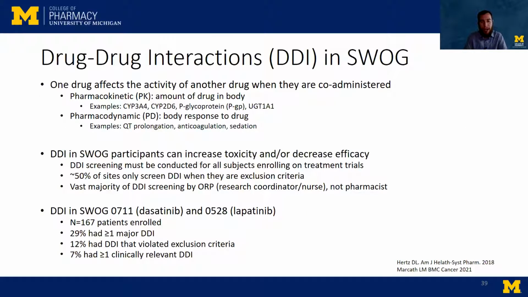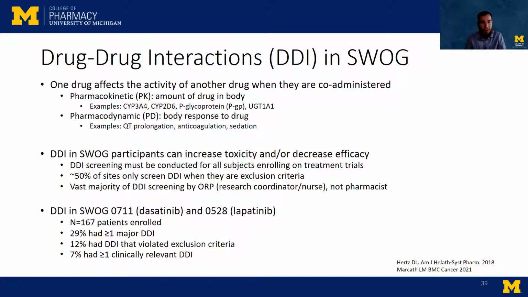So just some very quick background. Most of the audience is probably familiar with drug-drug interactions. They can work through two main mechanisms, either a pharmacokinetic mechanism, which affects the amount of the drug in the body, or what we call a pharmacodynamic mechanism, which is the response of the body to the drug. We did some preliminary work in the Pharmaceutical Sciences Committee within SWOG. We know from looking across the different SWOG clinical trial protocols that drug interaction screening is an essential element of screening for all subjects, to ensure that there aren't side effects or to ensure that the drugs being given for treatment have the expected efficacy.